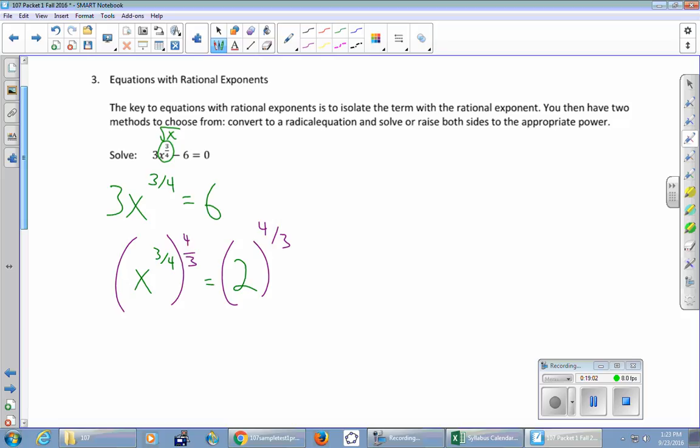Okay, so we've done that. And then the left-hand side is really just x to what power? Is 1, right? Well, that's the idea. You don't need to put the 1, but multiply those two powers and you get 1. That was the goal.